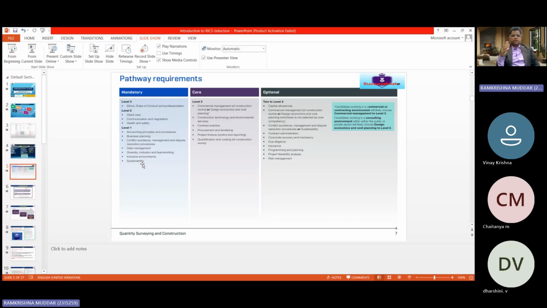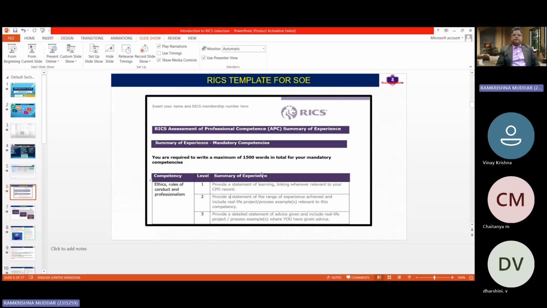From tomorrow onwards, when we start the actual session, you will be asking why we are doing this. We are doing this so that we are able to write this. Clear? So basically, if you see ethics, this is the template from the RICS. So this is level 1, level 2, and level 3. This template, I have a soft copy. I will be sharing it with you. Understand? So we have to fill in this template: level 1, level 2, and level 3.